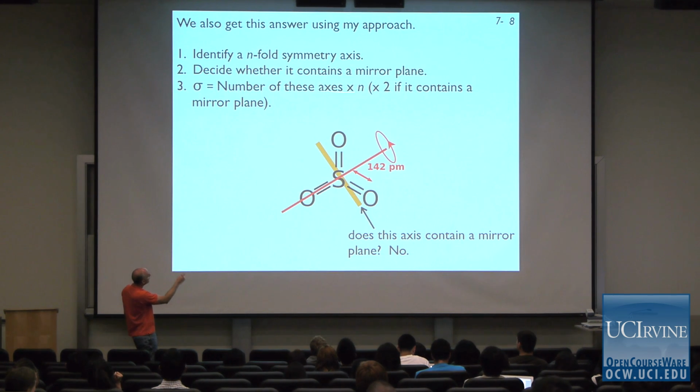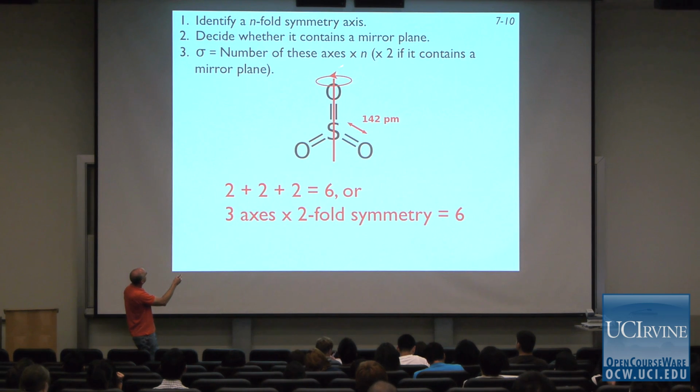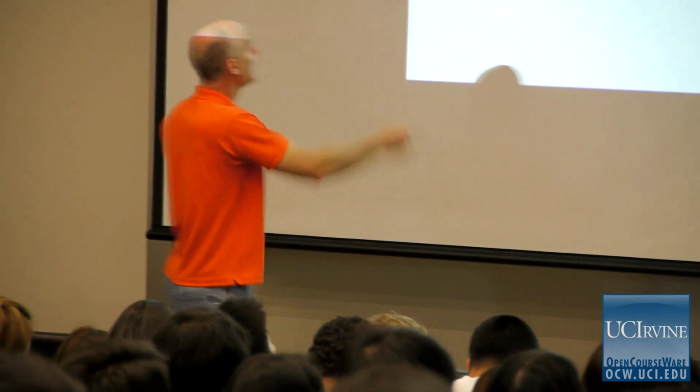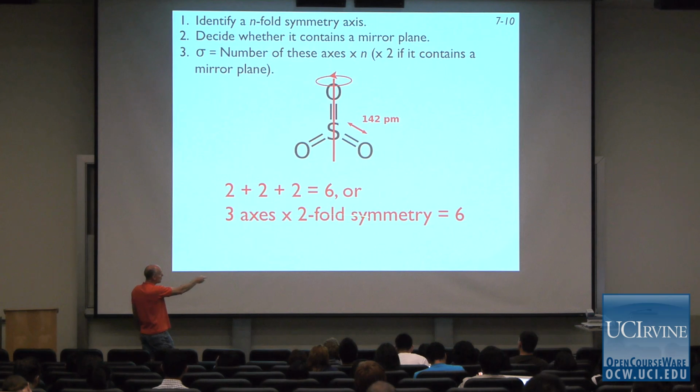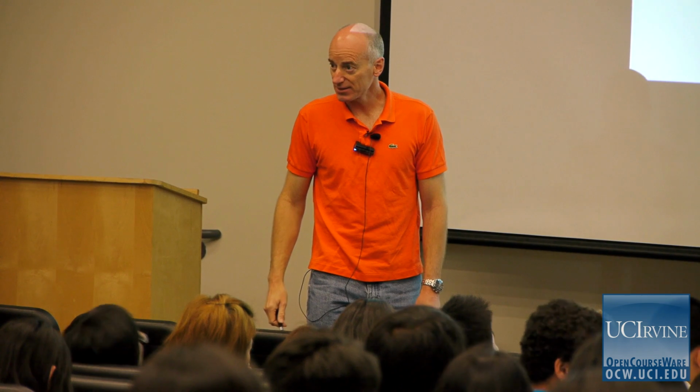And then you count the number of these axes, and you multiply by that number, and then you multiply by 2 if the answer to the mirror plane question was yes. How many axes are there? 1, 2, 3. Count the number of these axes. In this case, there's 3. Multiply by the n from the n-fold, and then you multiply by 2 if there was a mirror plane. So in this case, we've got 3 axes times 2-fold symmetric times 1, because we're not going to multiply by 2. 2 times 3 is 6. Symmetry number is 6.